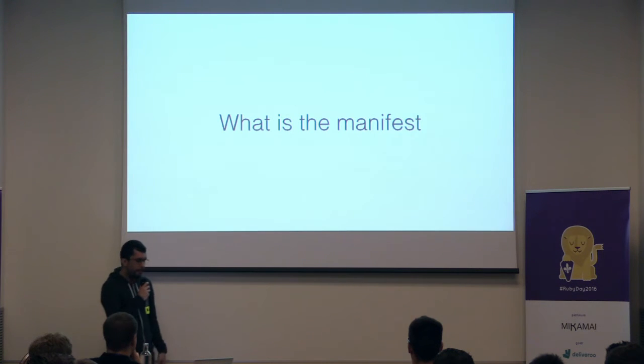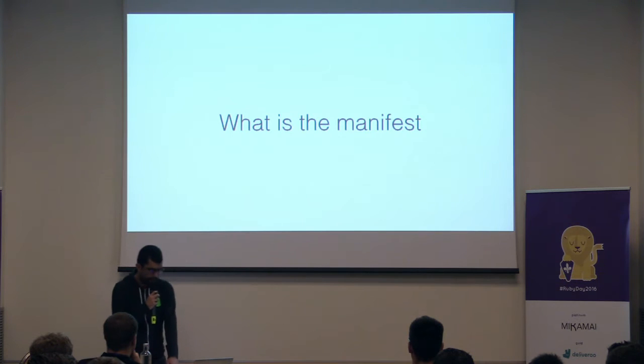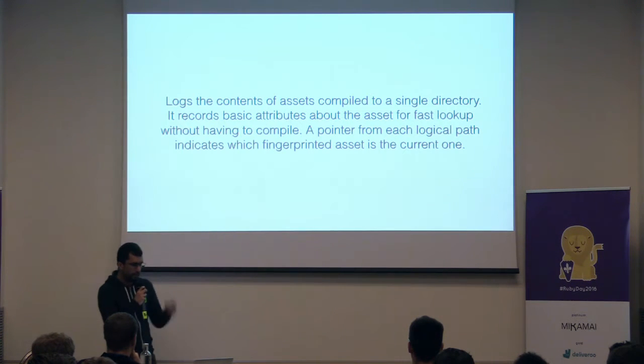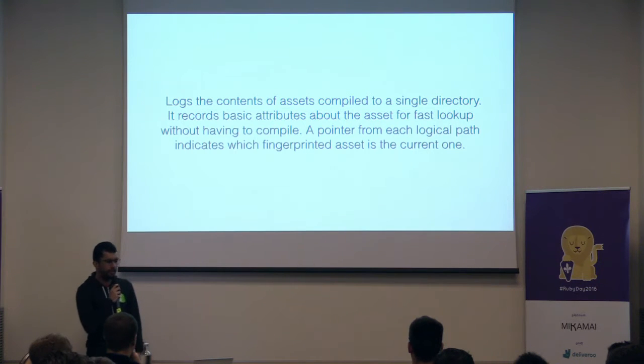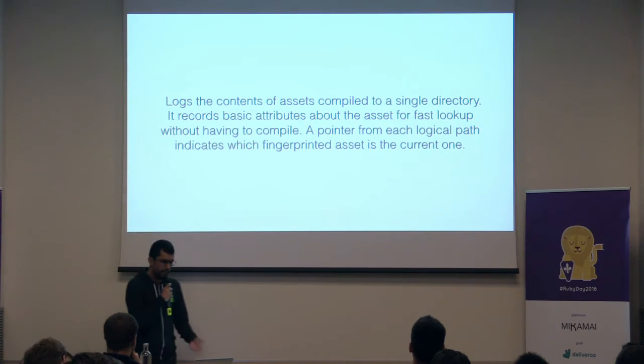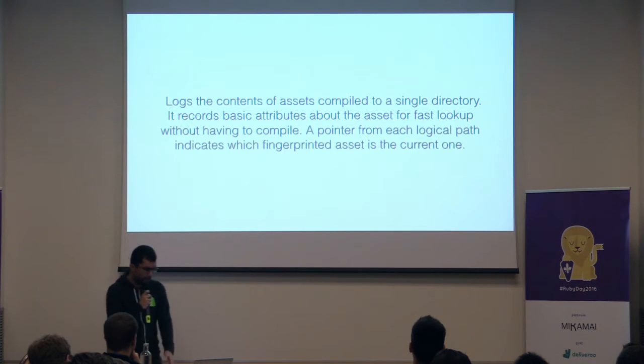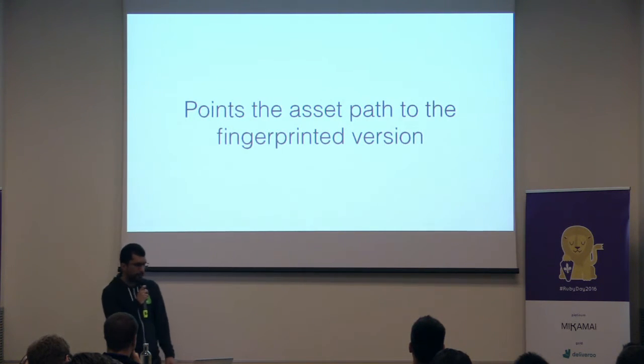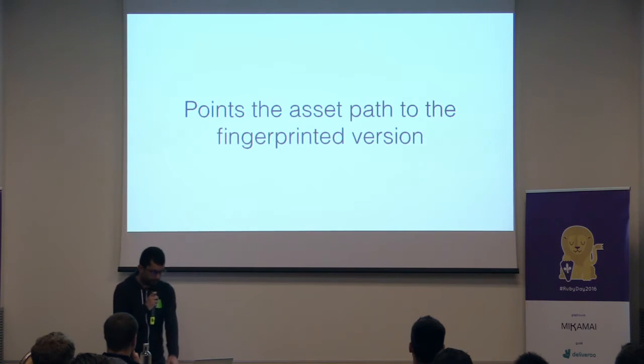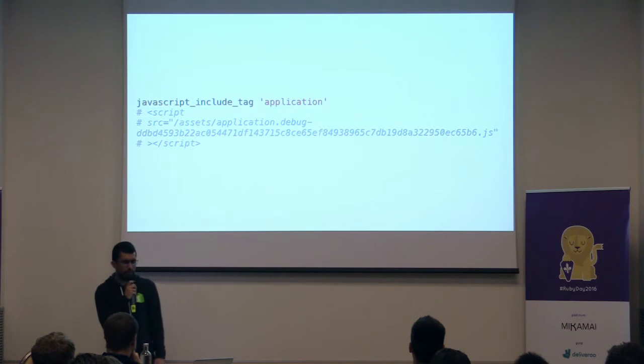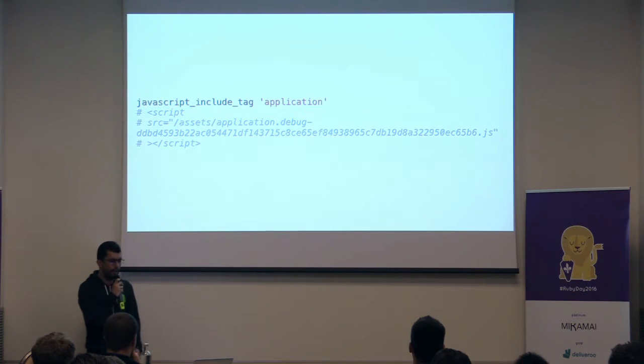Apart from the environment, we also have the manifest object, and this manifest object is only a cached version of the environment. It logs all the contents of the assets of a directory and makes it easier to find them later. So a manifest points assets to the fingerprinted version. When you have code like this in your view, like JavaScript include tag application, the HTML that is going to be generated looks like the one that's commented.